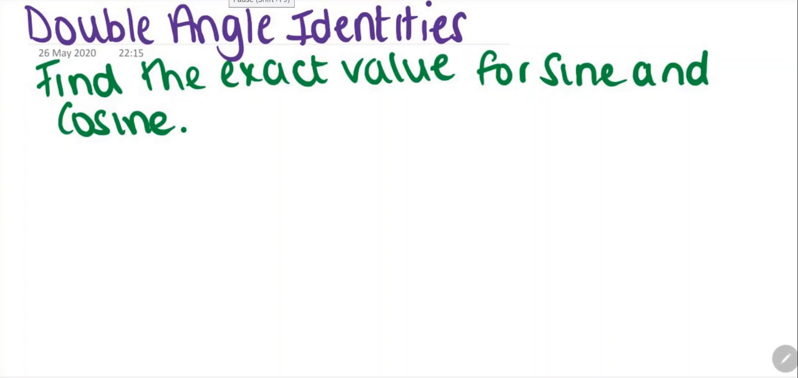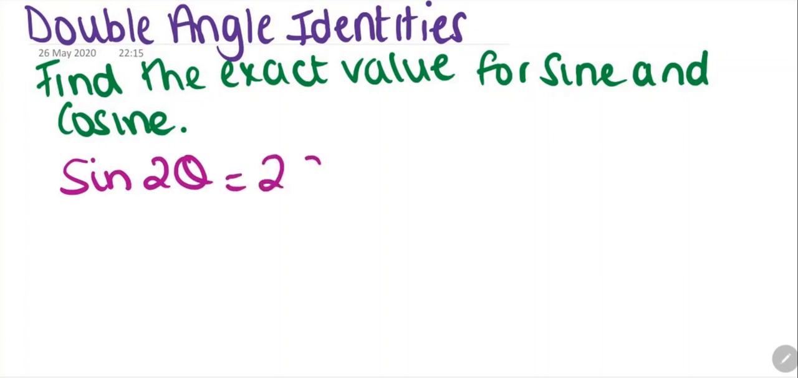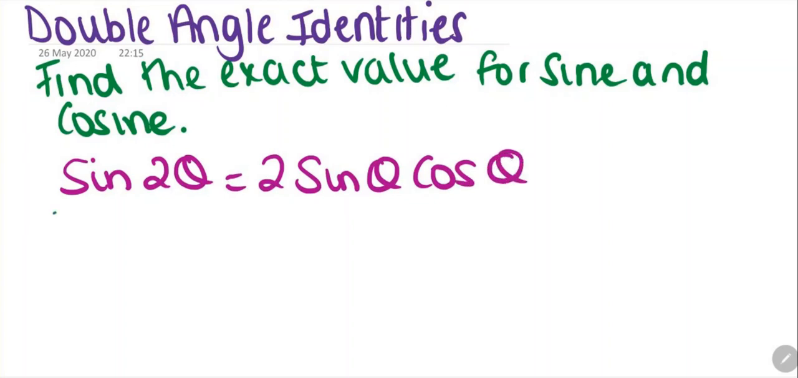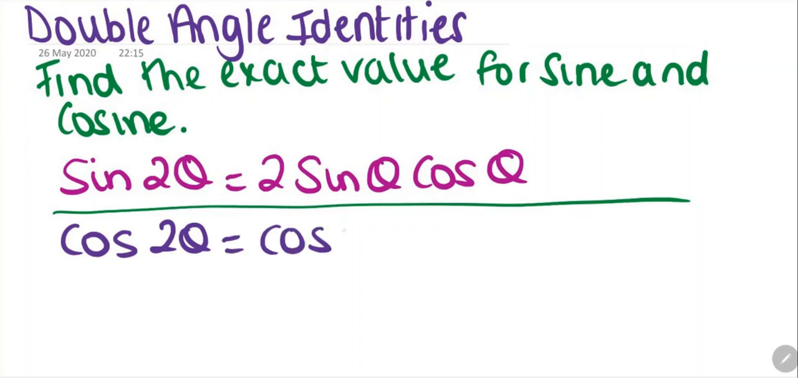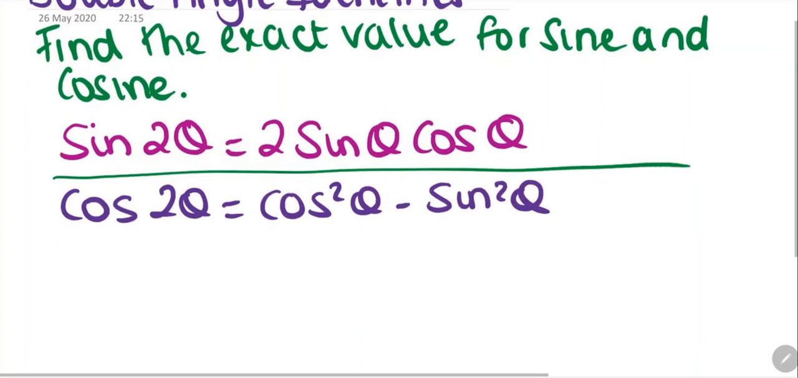So double angle identities, we're going to find the exact value for sine and cosine using these identities. So the identities we have, there's only one for sine. Sine 2 theta is 2 sine theta multiplied by cosine theta. Then we have 3 for cosine. So we have cosine 2 theta is cosine squared theta minus sine squared theta.